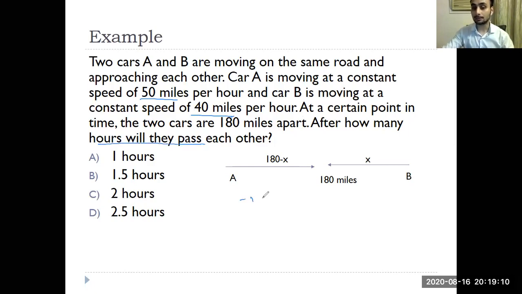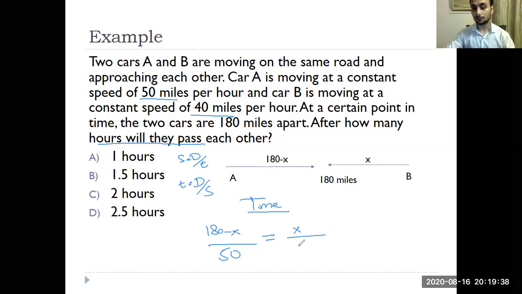So time के बारे में बात हो रहा है ना? The key point being the time, right? So what do we do? We figure out इसको कितना time लगेगा. A ने cover करना है 180 minus x and A is going at a speed of 50. ये हमें किस तरह पता चला? हमने speed is equal to distance over time को rearrange कर दिया to make time is equal to distance over speed. And this needs to be equal to what? The distance over speed over here, x divided by 40.